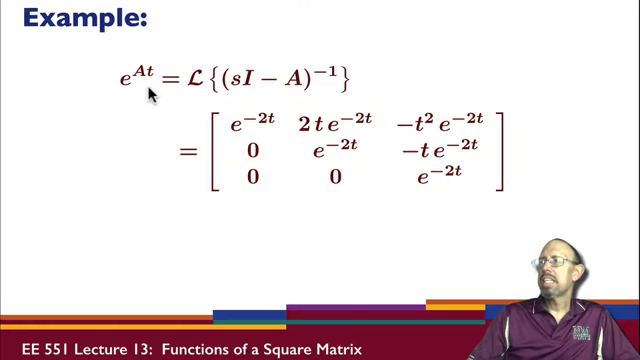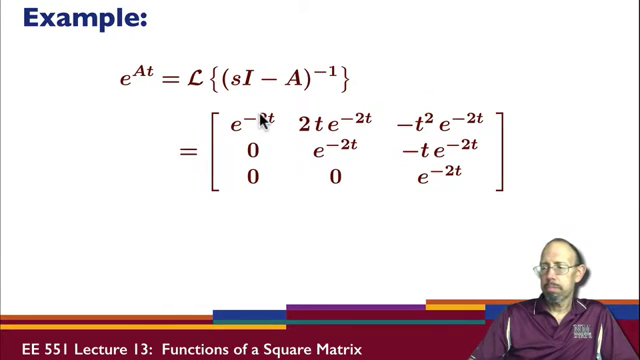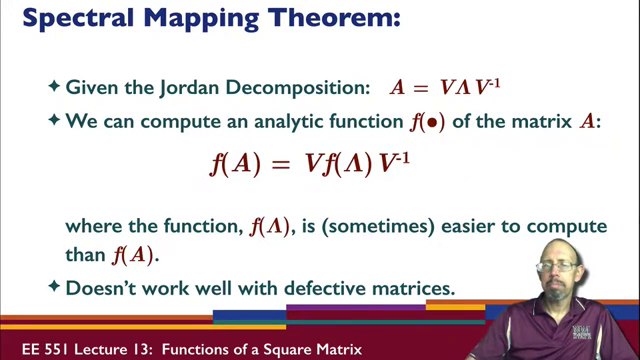Similarly, e to the At then is, if we take the inverse Laplace transform of each term in the matrix sI minus A inverse, this is what we get. So this is the matrix exponential, and how to do it using the transform method. So this is an example for continuous time. We could similarly do an example in discrete time.